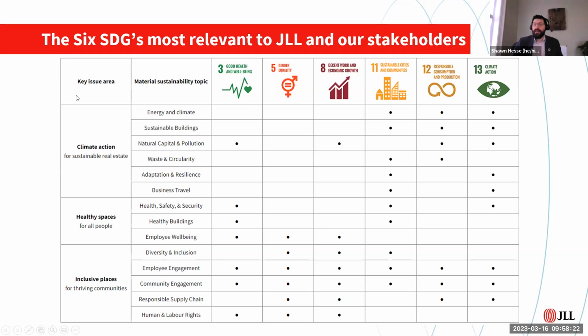The way that JLL has it structured, starting on the left, JLL's sustainability commitment is structured around these 3 pillars: climate action for sustainable real estate, healthy spaces for all people, and inclusive places for thriving communities. Then you can see the materiality assessment that looked at the components of that sustainability priority for the organization, and how those relate to the different SDGs. This is essentially the process that was used to determine the SDGs that are most relevant to JLL and our stakeholders and our built environment clients.